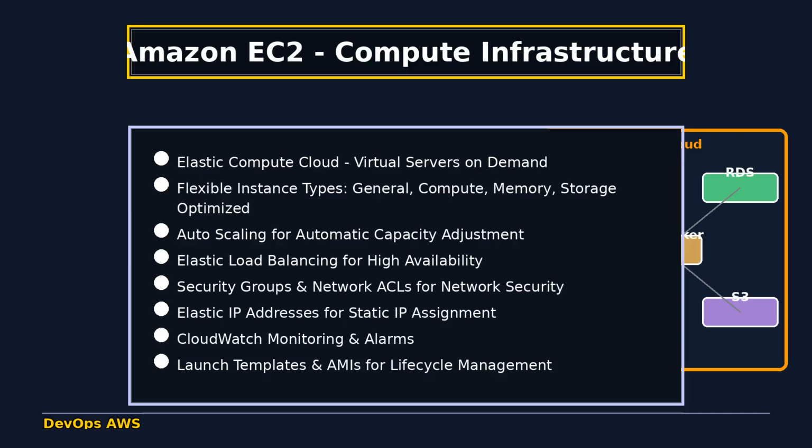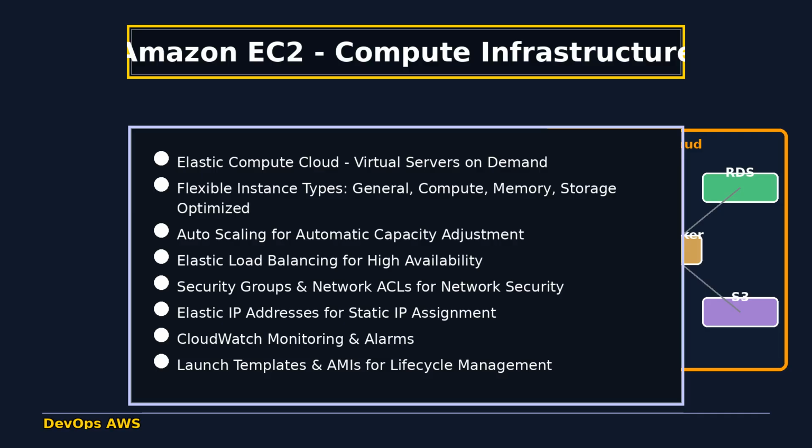Amazon EC2, Elastic Compute Cloud, is the foundation of AWS infrastructure. Launch virtual servers in minutes with flexible instance types and sizes. Choose from general purpose, compute optimized, memory optimized, and storage optimized instances. Use auto-scaling to automatically adjust capacity based on demand.